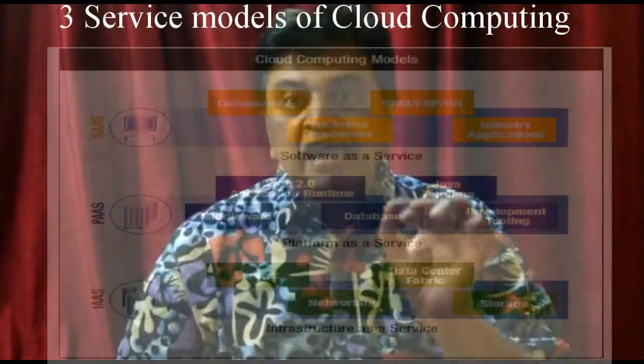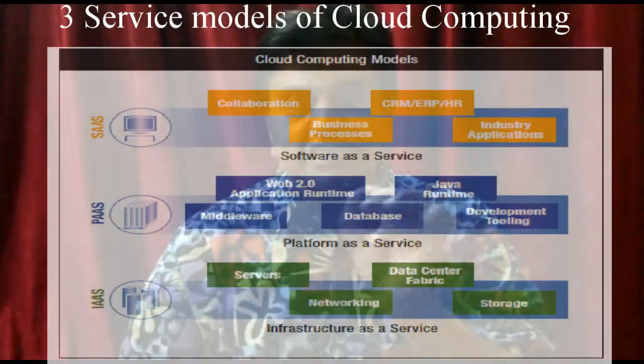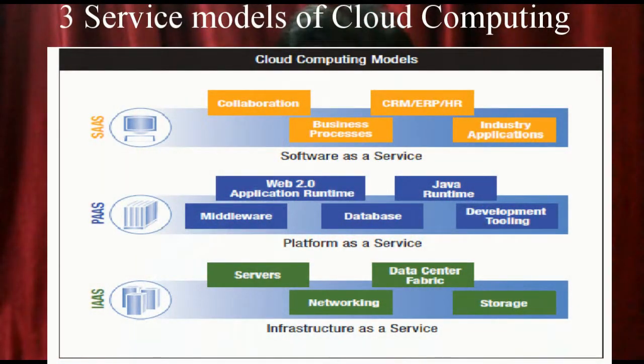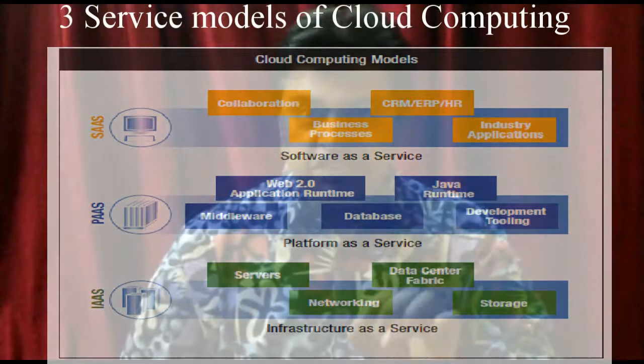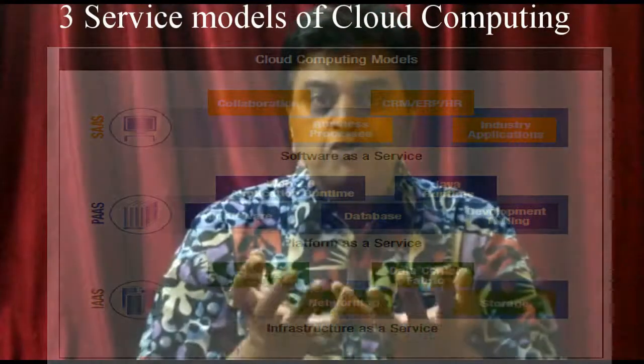Now we come to three service models. There are three service models in cloud. One is called IaaS, which means infrastructure as a service. Second is PaaS, which is platform as a service. And the third is SaaS, which is software as a service. Infrastructure as a service means you have to provision your cloud for your hardware. That's your network, your storage, your CPU, your memory. All these have to be configured by you. An example is Amazon Web Services, where you have to configure all these things.